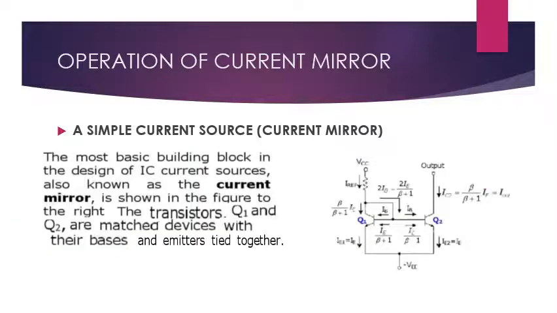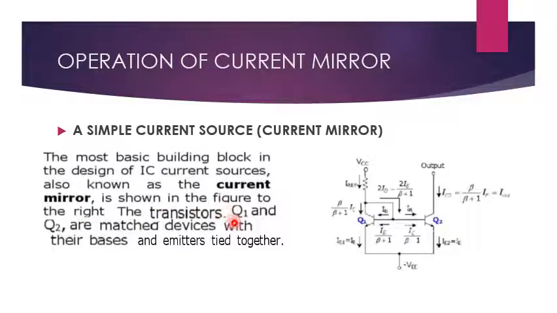Clear? We'll see what is the operation of a current source. As I told you in the introduction itself, we will have a reference current and we will replicate the current at the output. So your output and the reference current, these two are equal. They will be equal if and only if both the transistors are perfectly matched in all the cases, right, identical transistors, then only your reference current and output current both are equal. So the most basic building block in the design of IC current sources is also known as the current mirror.